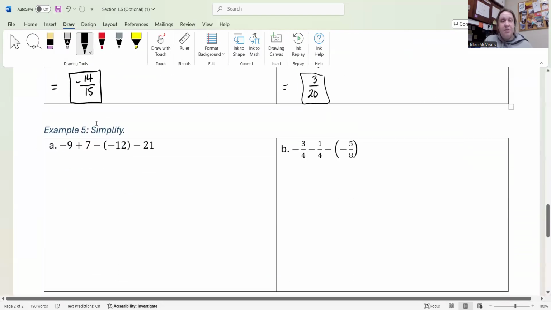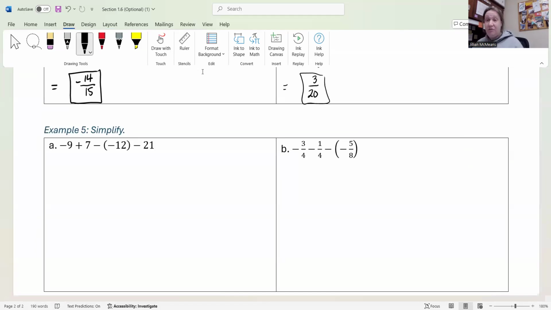All right, so example 6 says simplify. And the only difference with example 6 is you have more than two numbers that you're adding or subtracting. So this is what I like to do. If I'm adding or subtracting 3, 4, 5, 6 numbers, I go ahead and convert everything to addition. So if I see a subtraction anywhere, I convert it to addition. And then at the end, I just follow the rules for adding several numbers.